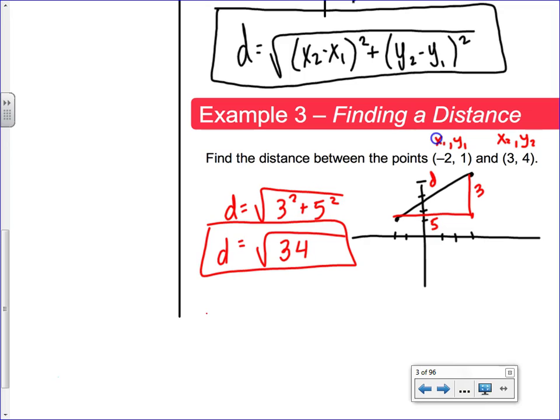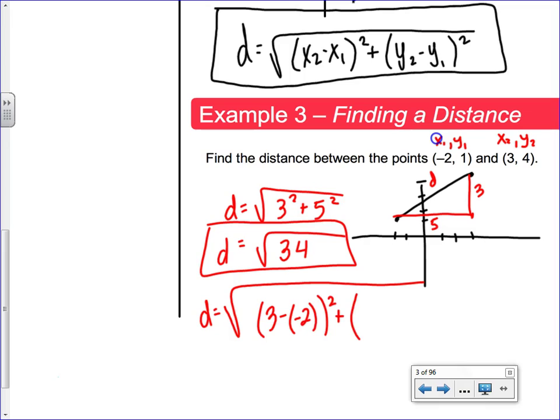Just in case you don't like my way, that's much more visual, you could have taken your x2 minus x1, y2 minus y1. Simplified, you would have ended up with 5 minus a negative squared is 25. 3 squared is 9. 9 plus 25.